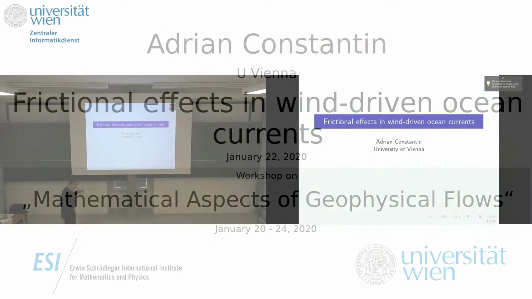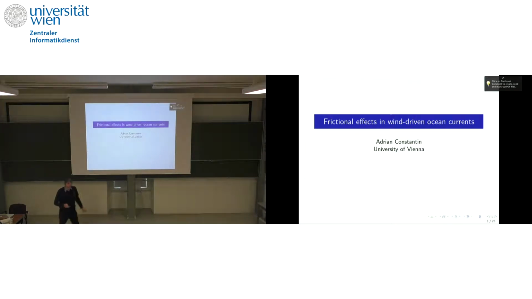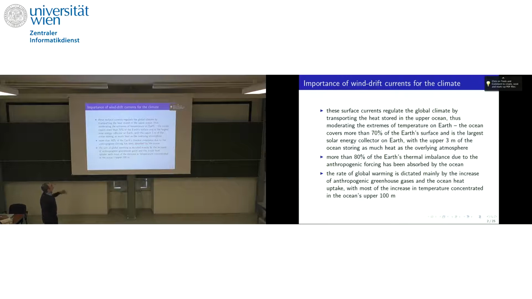So I will talk about Ekman-type flows. Basically, the wind-driven currents, a little bit of motivation: they are very important to regulate extremes of temperature because roughly 70% of the Earth's surface is the ocean. And the upper 3 meters of the ocean stores as much heat as the entire overlying atmosphere.